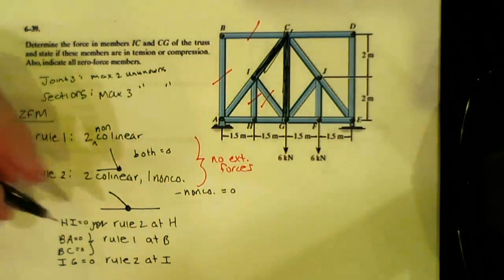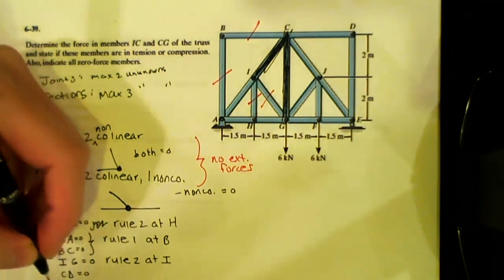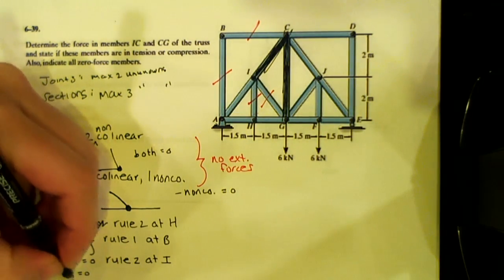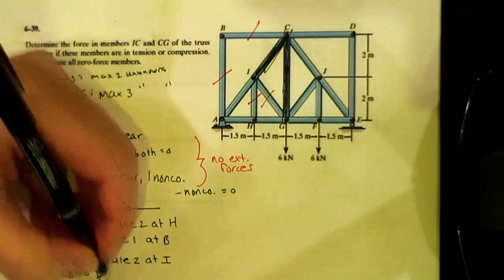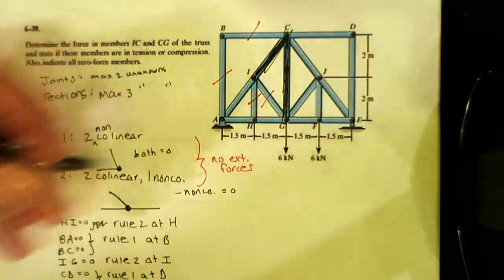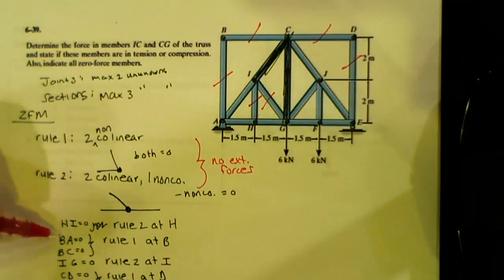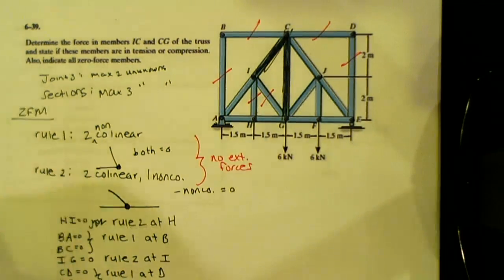Exactly. And then next we can say that CD and DE are both 0 due to rule 1 at D. So that's 0, that's 0. So we have 1, 2, 3, 4, 5, 6. That's all the zero force members that I had found.